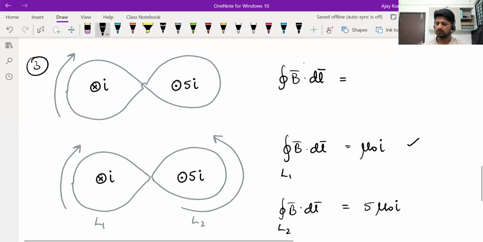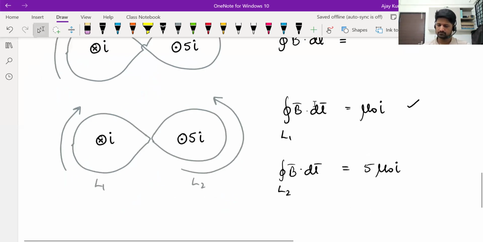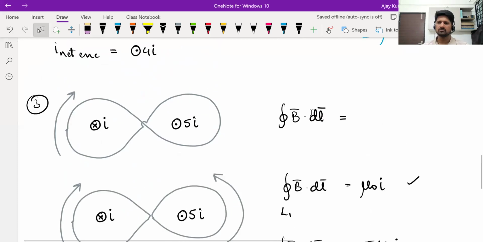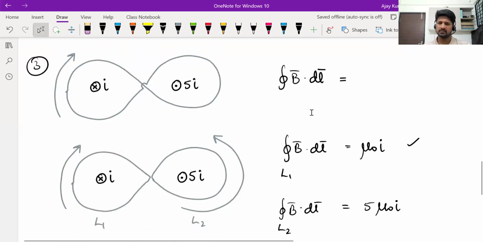Okay. So what is the answer now? Six mu naught I. Okay. So over the two loops combined, the answer should be 6 mu naught I. Okay. So the same logic using which you told the answer in the previous case, before I changed the question, you said I plus 2i, 3i. Now you are saying I plus 5i, 6i.